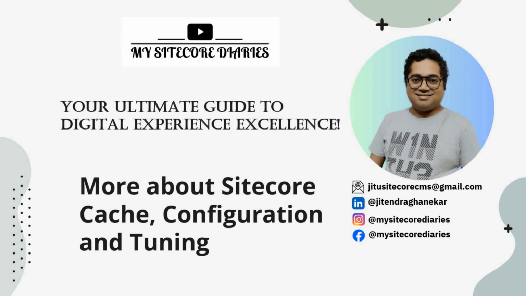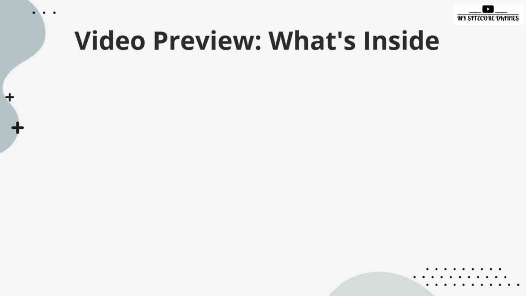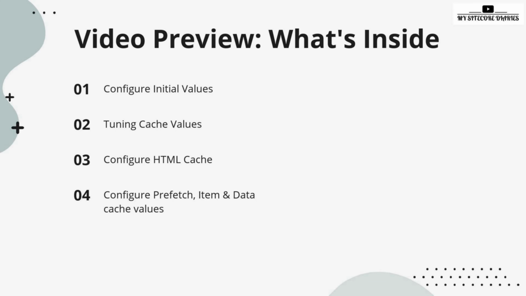So let's start more about Sitecore Cache configuration and tuning. What are we going to see in this video? First, we will see the different configuration initial values, the cache initial values. Then we will see how to do the tuning of the cache values. Then we will see how we can configure the HTML cache, prefetch cache, and item data cache.